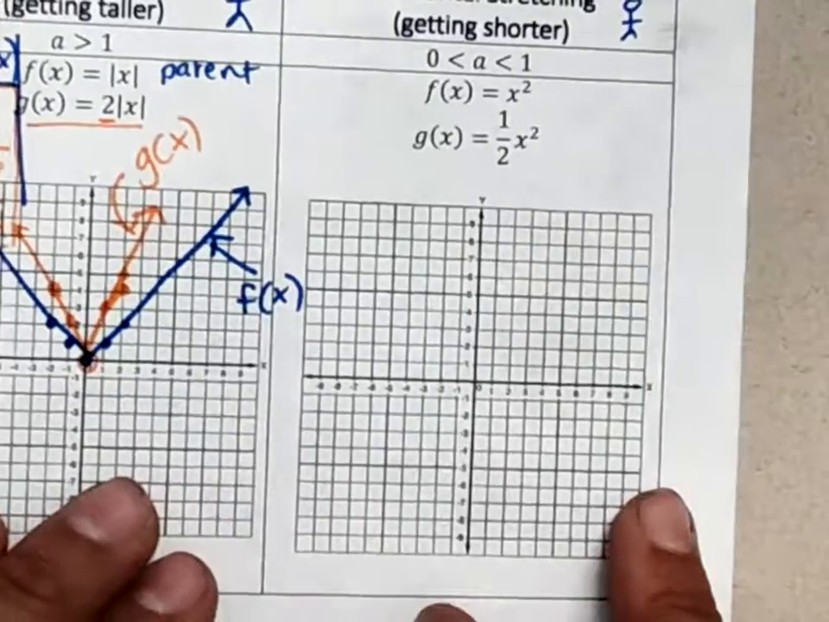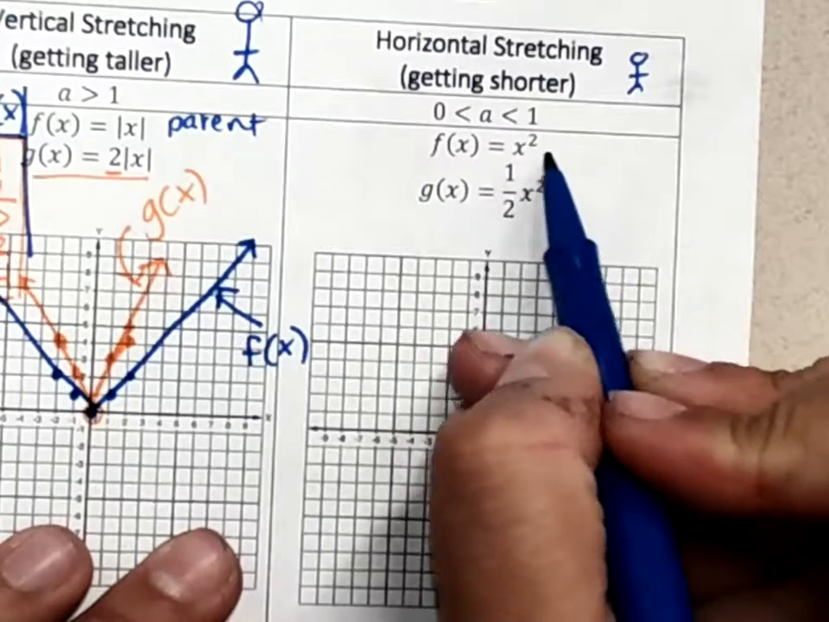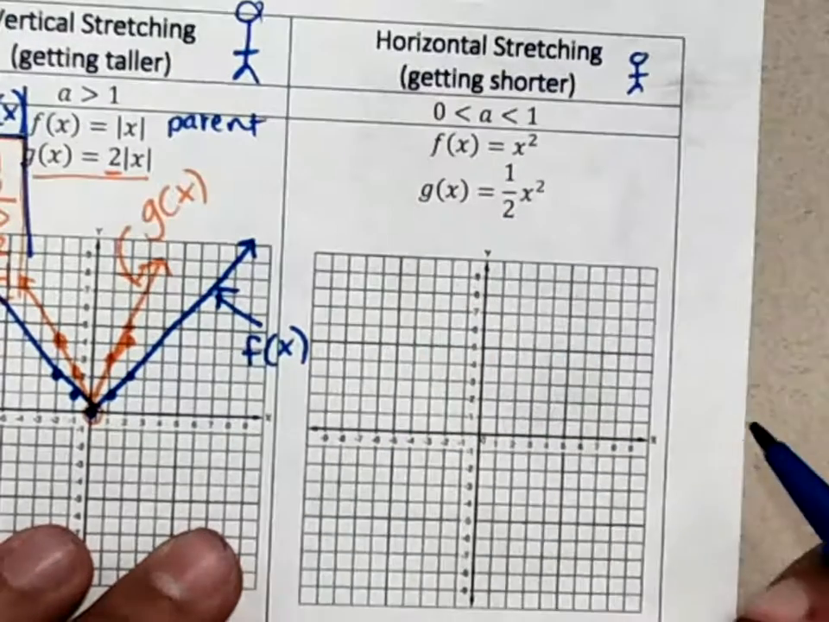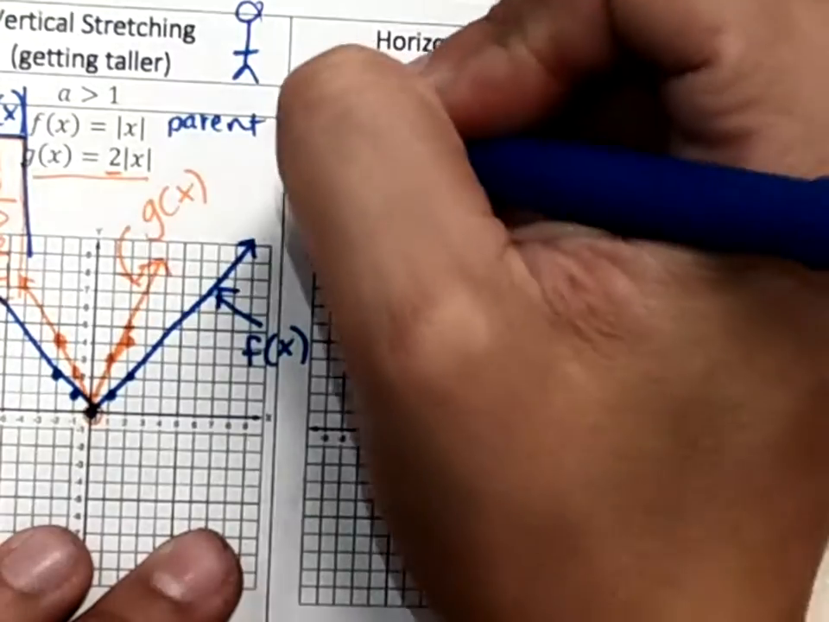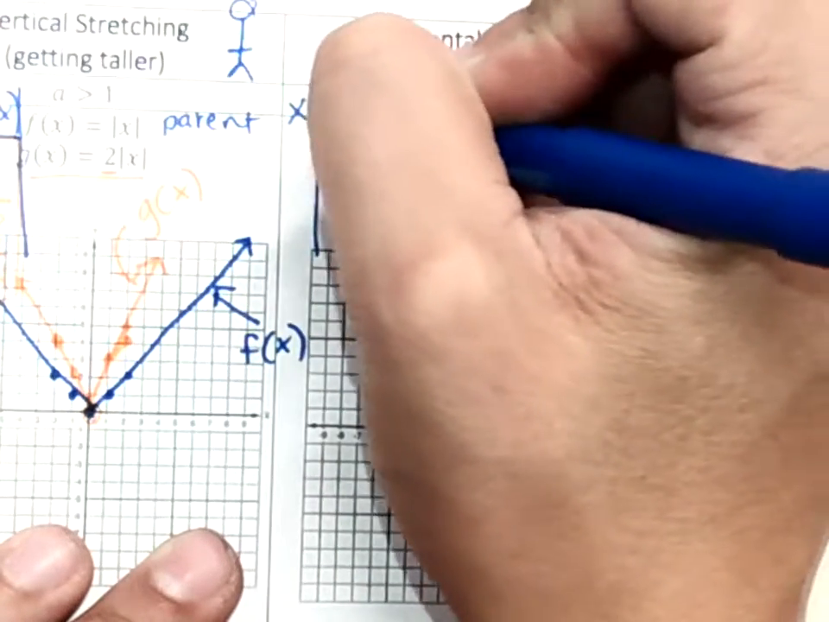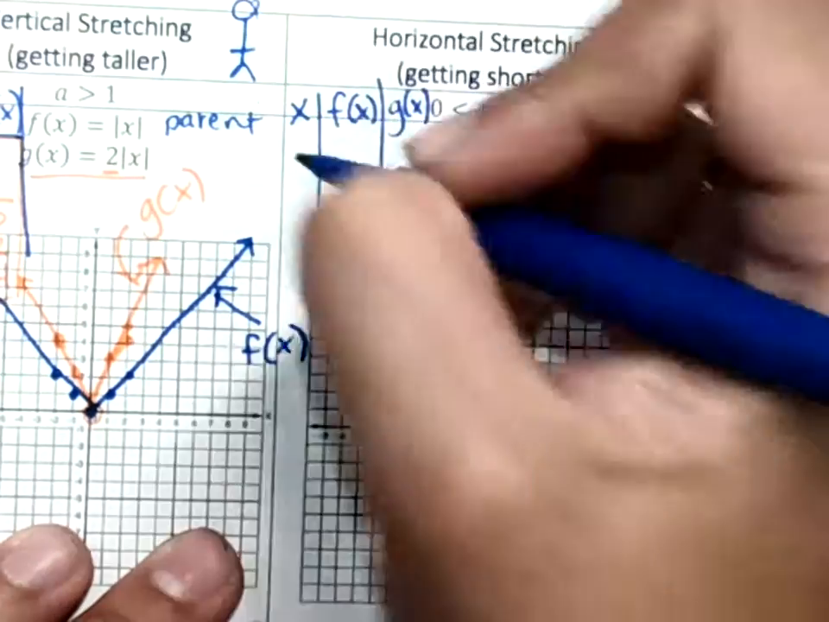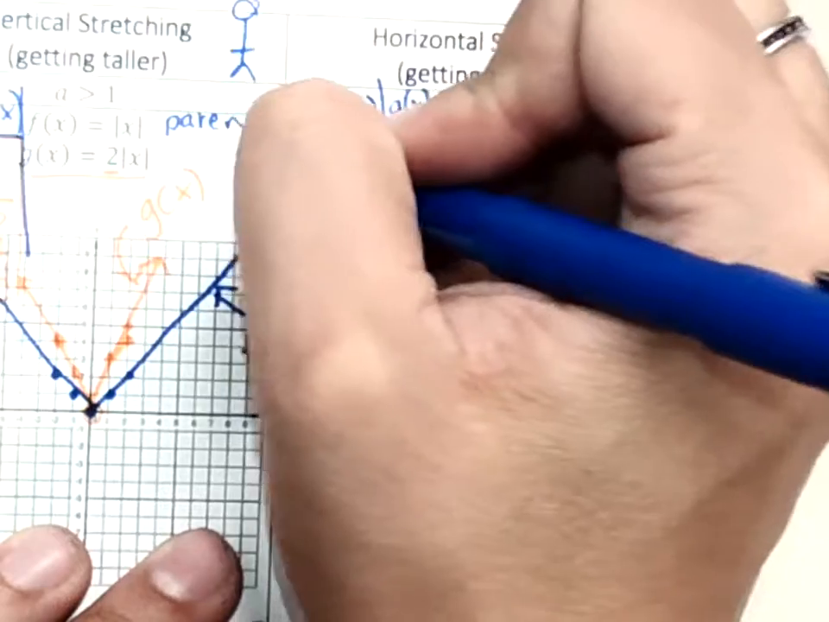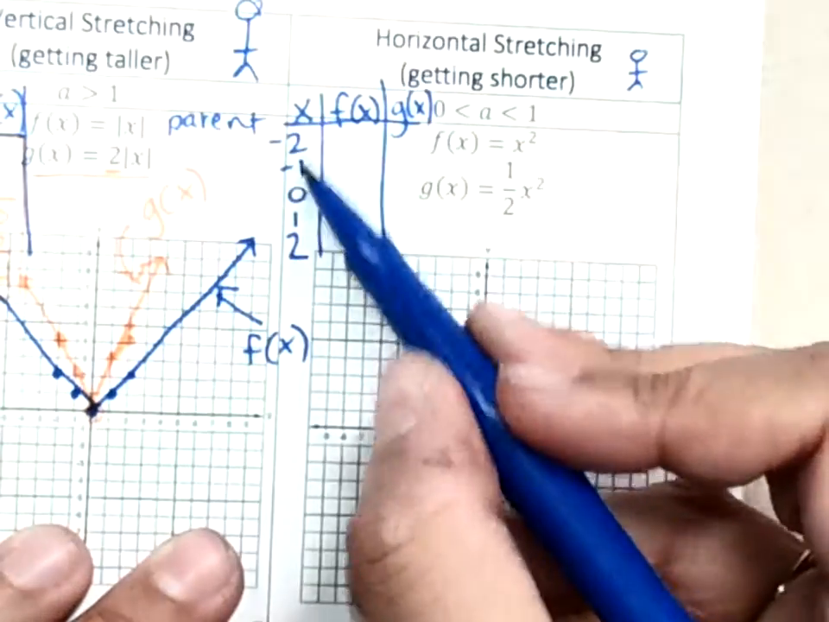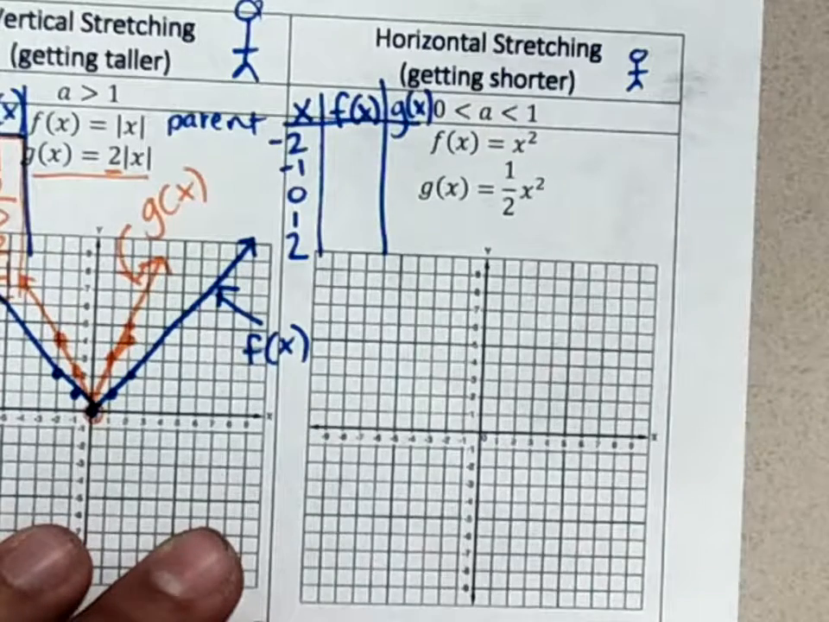Now we're going to do an example where a function is going to get shorter. So this time we're looking at quadratics. We have x squared, that's a quadratic function. We're going to do the same thing that we did for our absolute value function and just pick 5 points and graph them both. So again, -2, -1, 0, 1, 2 are always the best points to pick. It gives us negative, positive, and 0 is always a good number to know.